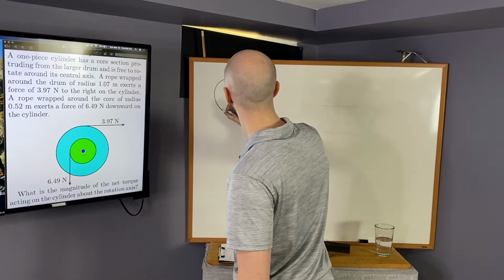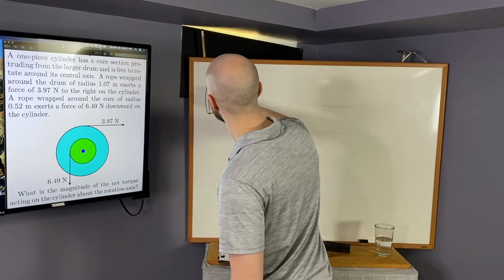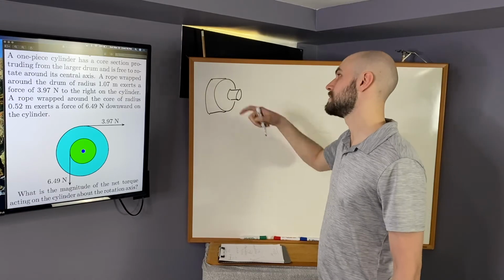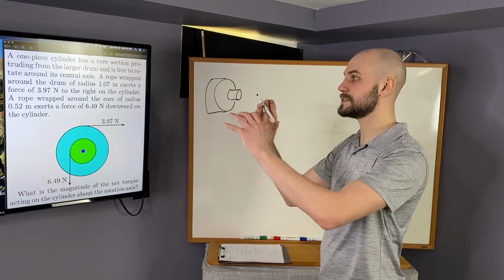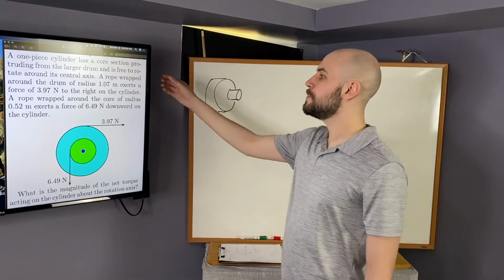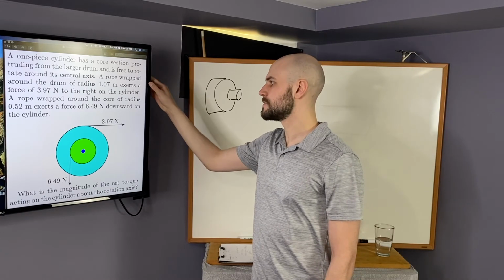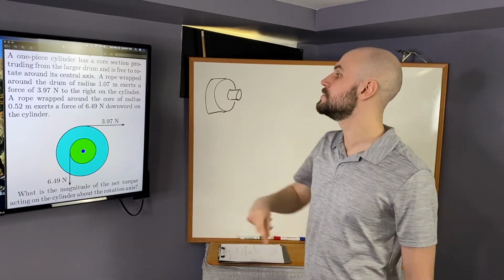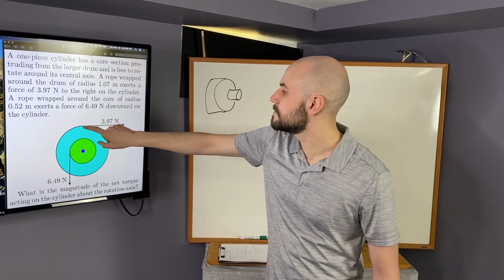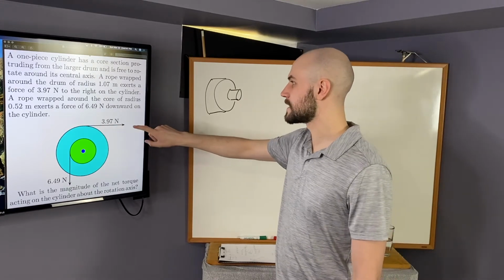basically we have this situation here. This is kind of like more of a side view of what's going on. So we have a smaller cylinder and a larger cylinder, and they're fixed together and they could rotate as one object. So we have a rope wrapped around the drum of radius 1.7 meters and exerts a force of 3.97 newtons on the cylinder. So on the outer side of the cylinder, this is the distance of 1.7 meters, and we have a force of about 4 newtons acting in the right direction.